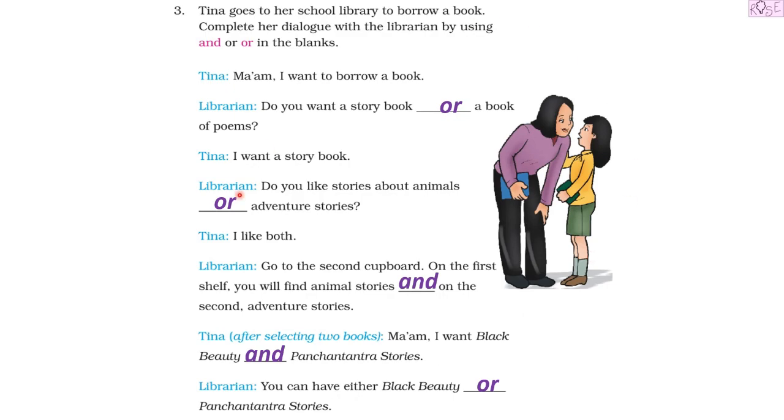So this was the activity where we had to fill in and or or. I hope now you know where to use and and where to use or.